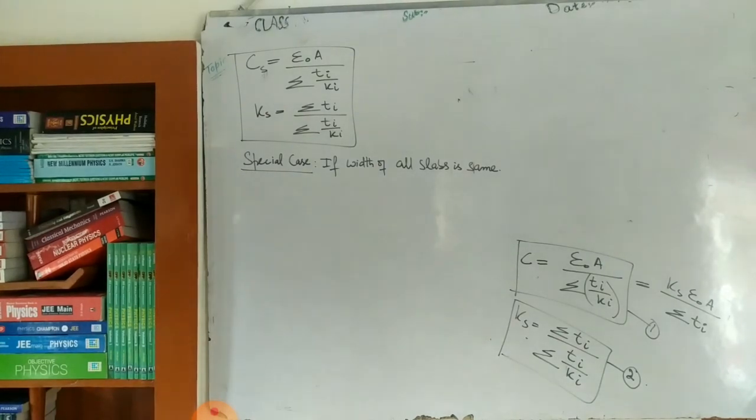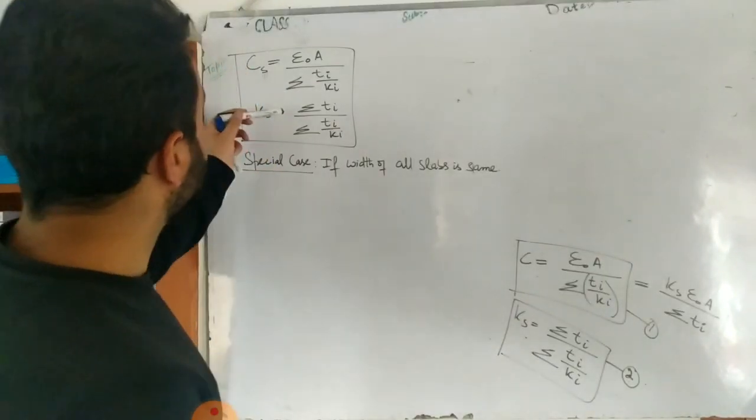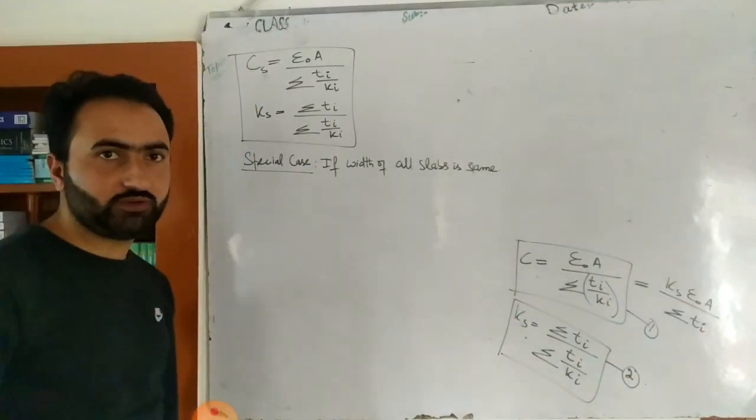Okay, so here we have capacitance in series. Now we have proved that it's equal to epsilon 0 A divided by summation of Ti by Ki, and Ki is the dielectric constant, that is equal to summation of Ti divided by summation of Ti by Ki.